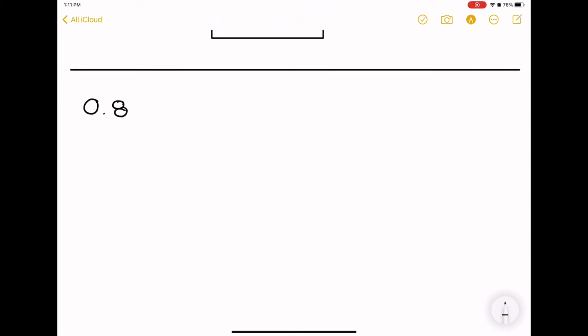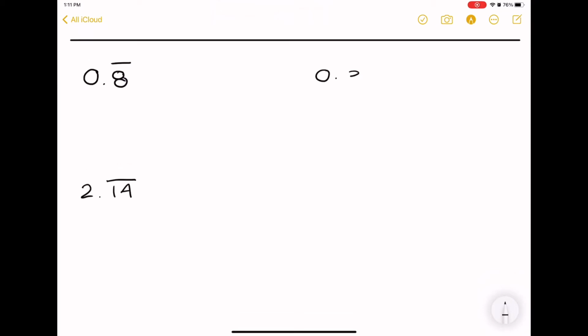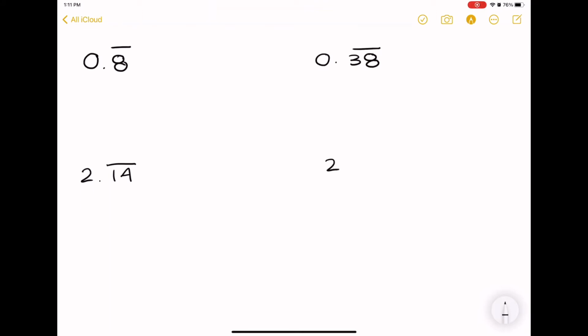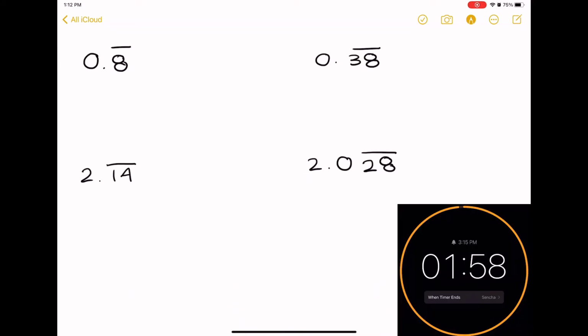Now you all are going to do 4 practice problems all by yourself. So you're going to convert to a fraction 0.8 repeating, 2.14 with the 14 repeating, 0.38 with the 38 repeating, and 2.028 with the 28 repeating. You'll have 2 minutes.